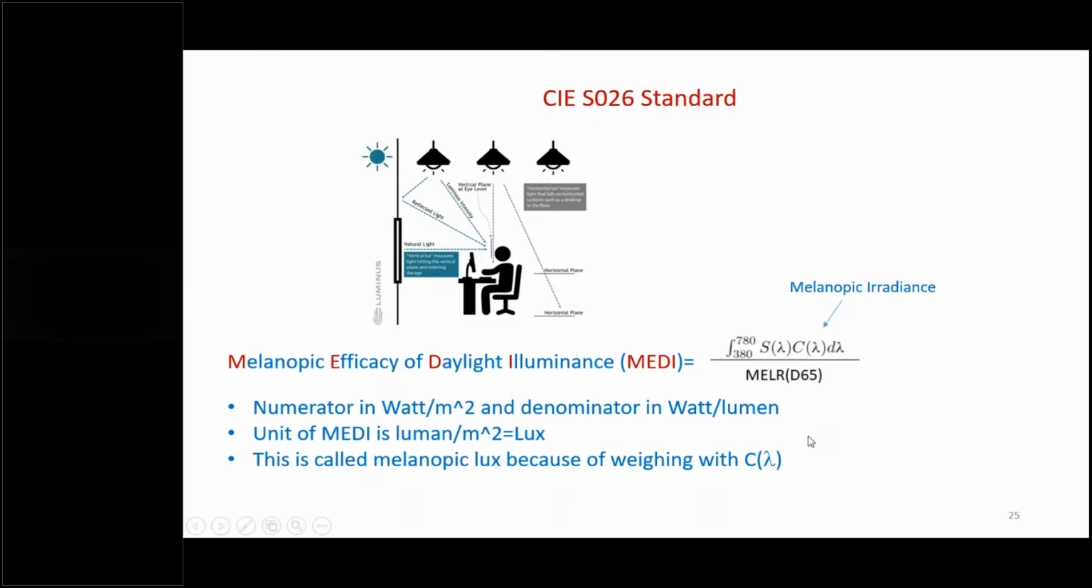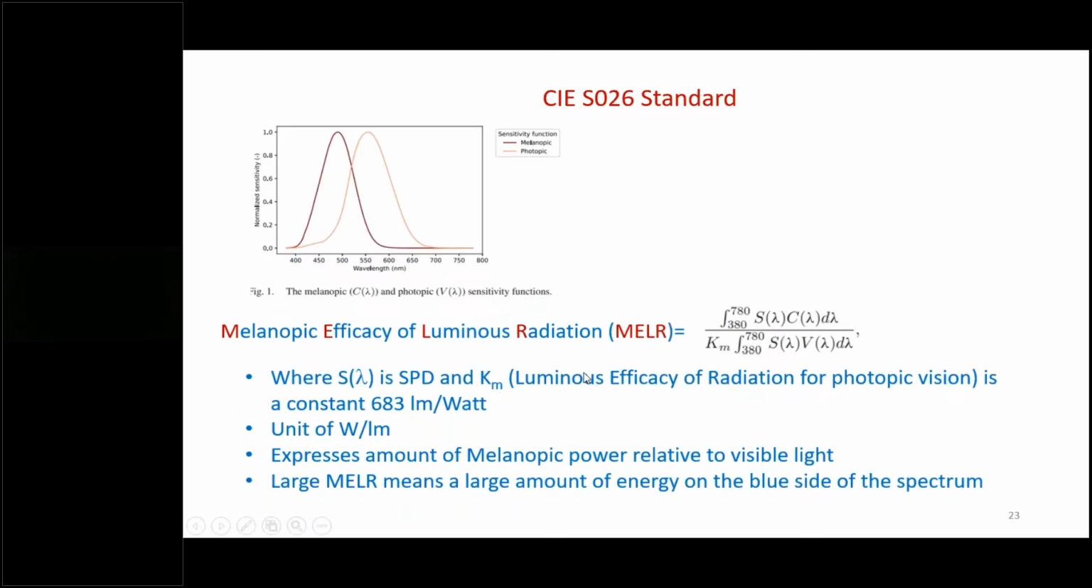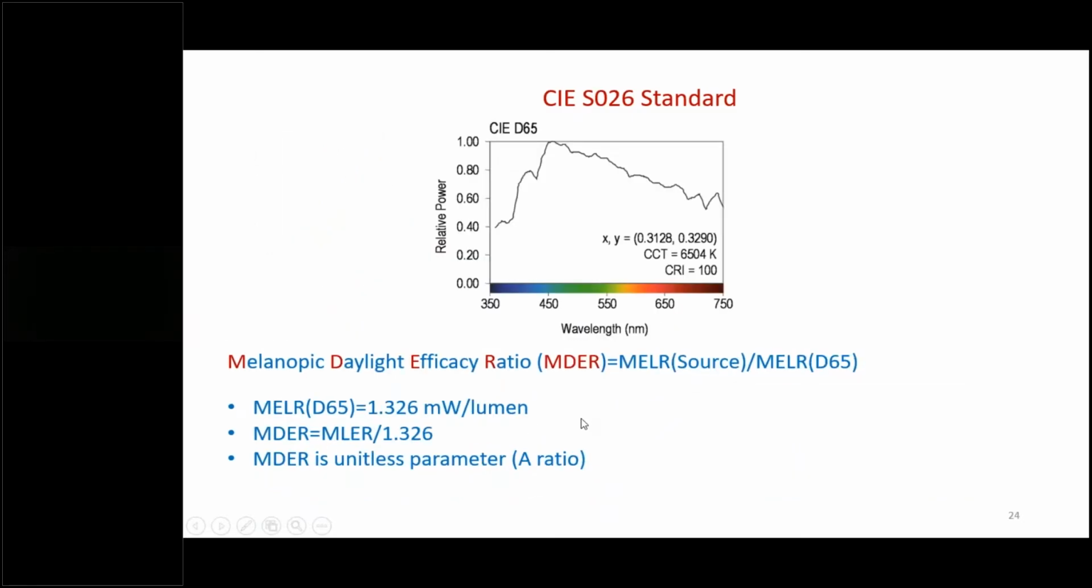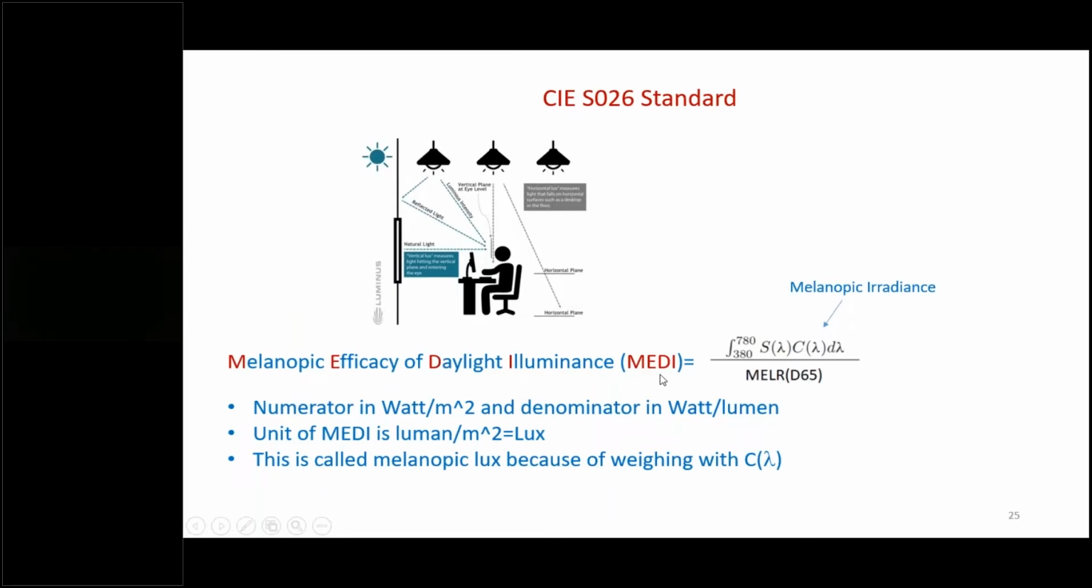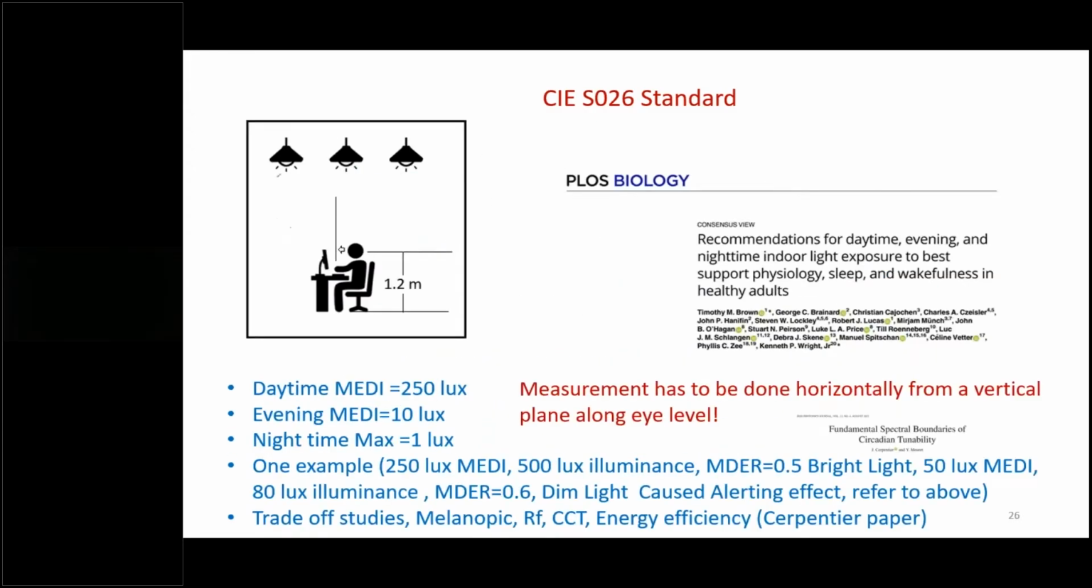So these are the three important parameters that we need for melanopic measurements as devised by CIE S026. MELR, again, in units of milliwatts per lumen. MDER is a ratio, and MEDI in units of lux. Okay, so we defined these three parameters that are quite important.